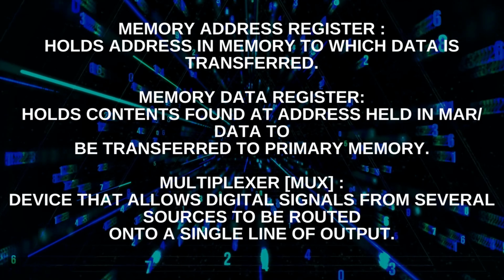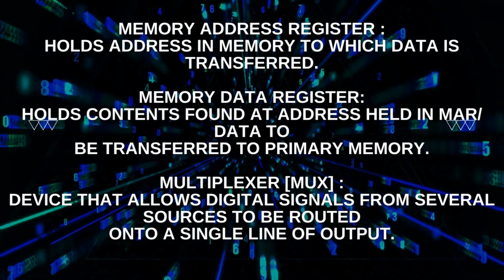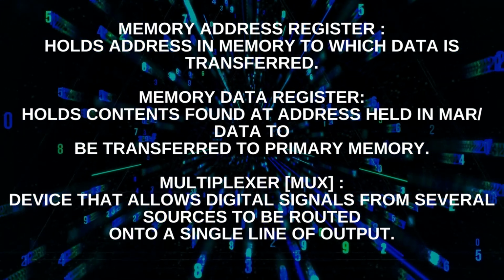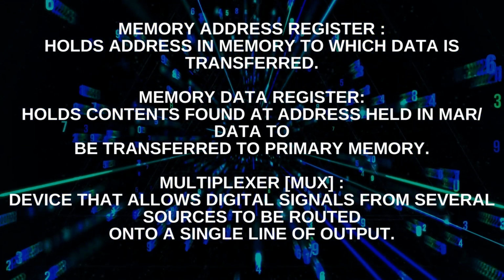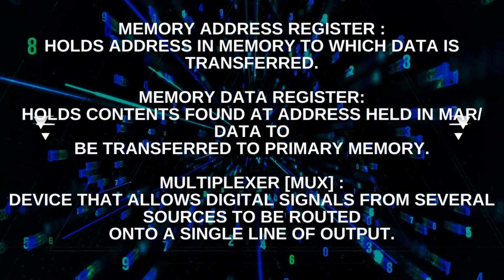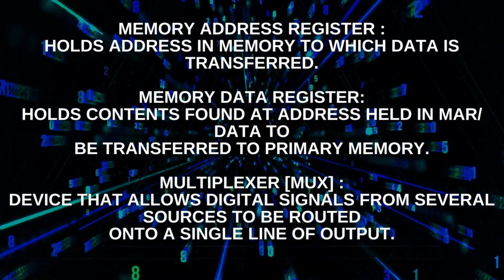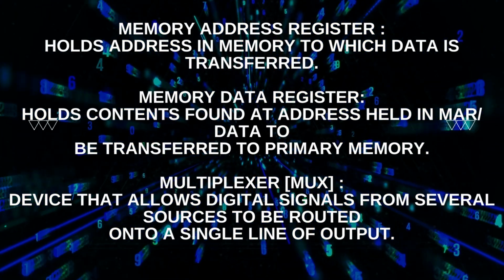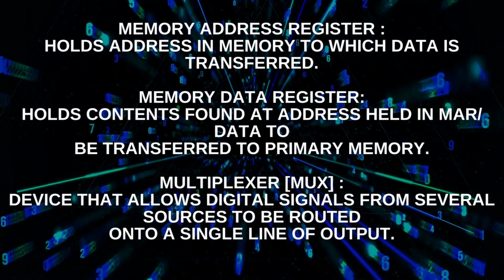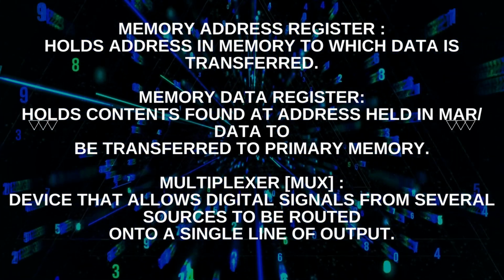The three important components in the field of computer architecture are the memory address register (MAR), the memory data register (MDR), and the multiplexer (the MUX). These components play a crucial role in data transfer and routing within a computer system. Let's explore them one by one. First, we have the memory address register or MAR. The MAR serves as the temporary storage location within the computer's central processing unit, the CPU. Its primary function is to hold the address in the memory to which data is going to be transferred.